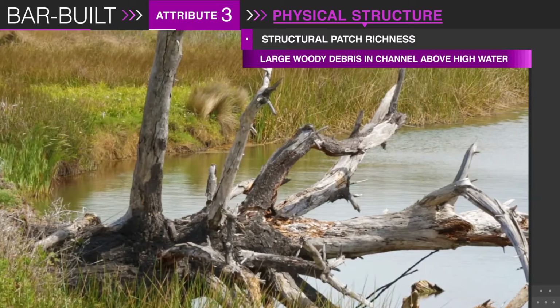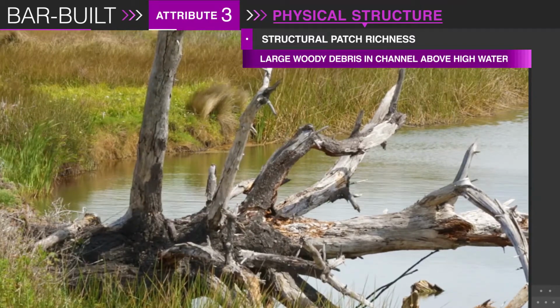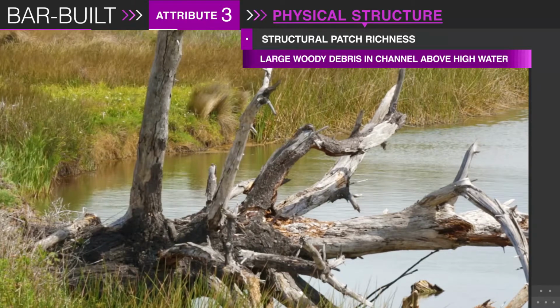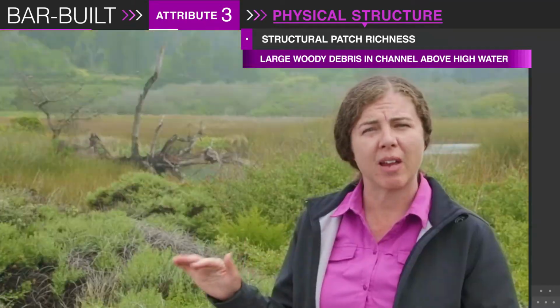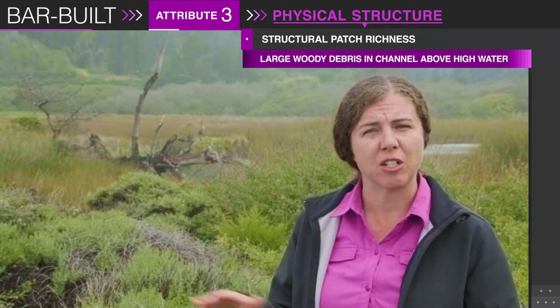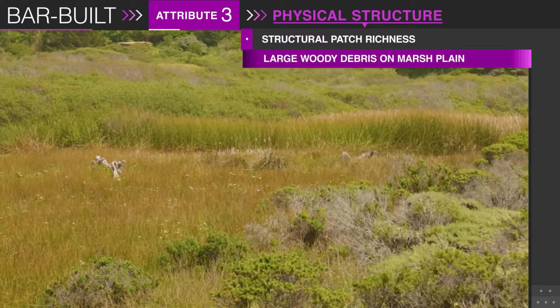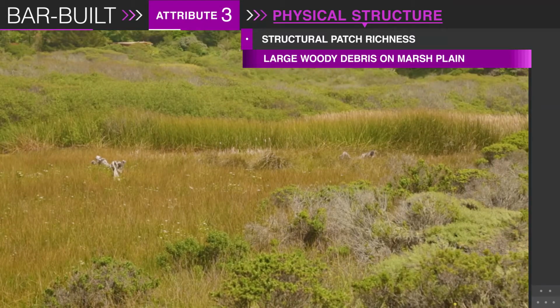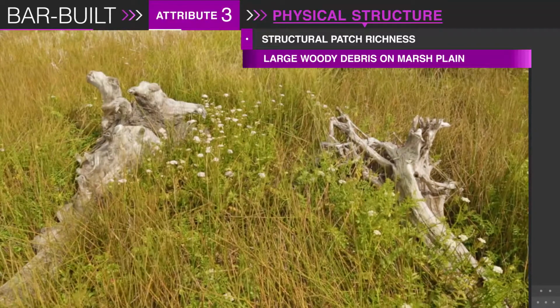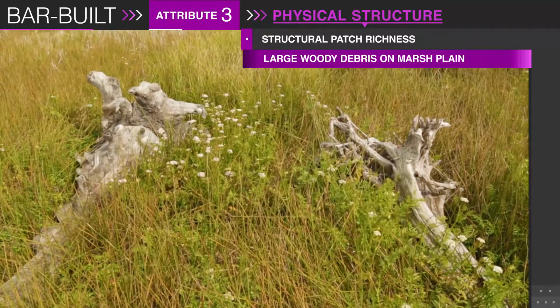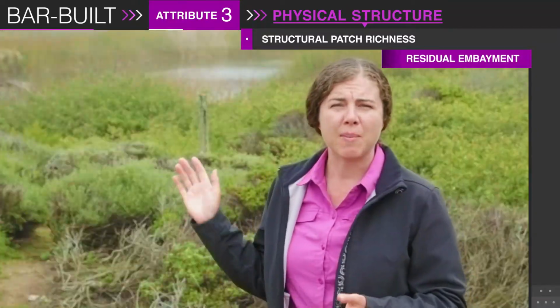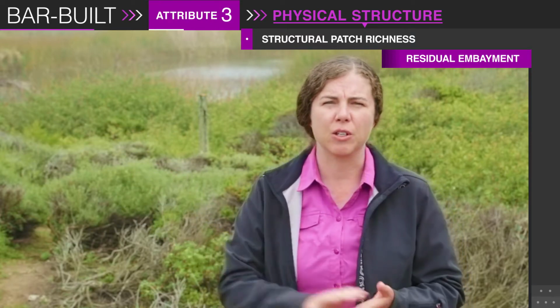It provides a perch that is isolated from the water and not open to predation. It can also provide shade and a resting area for fishes. Large woody debris and logs on the marsh plain provides important habitat for amphibians as well as insects, and increases the overall complexity. A pool or residual embayment is found in the main channel of the lagoon.